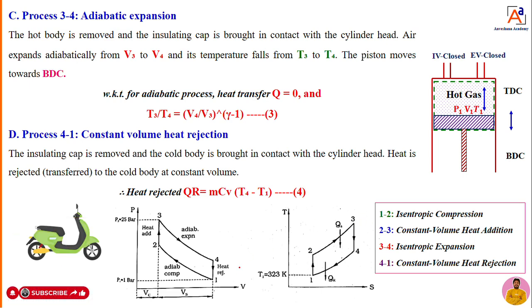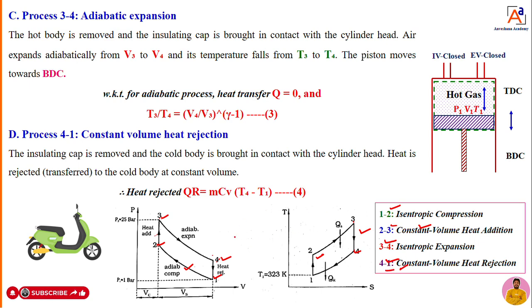Now, students, what is process 1 to 2? Isentropic compression or adiabatic compression. What is 2 to 3? Heat addition at constant volume. Then what is 3 to 4? 3 to 4 is isentropic expansion. What is 4 to 1? 4 to 1 is heat rejection at constant volume.